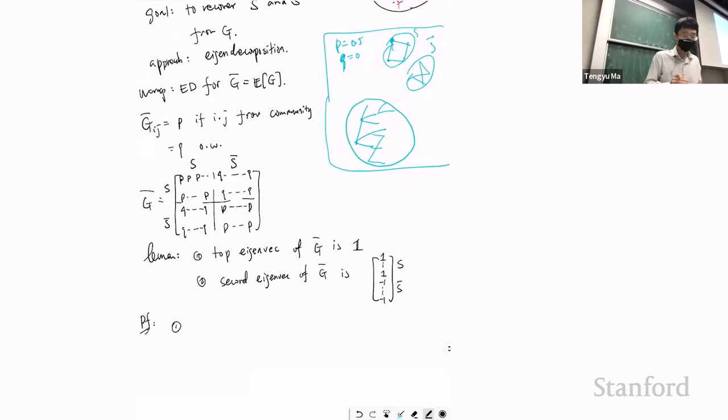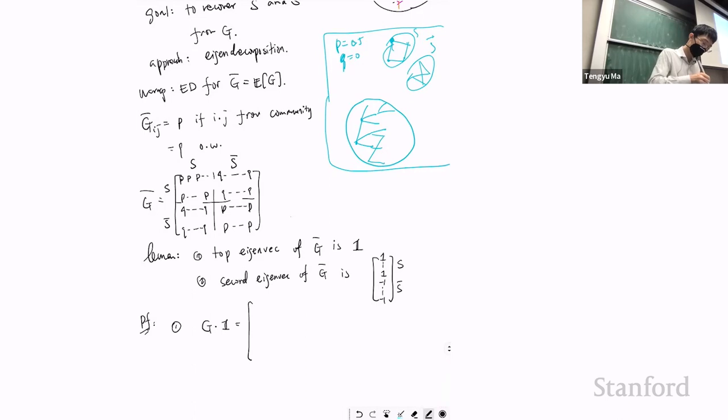Number one is almost always true for any case. It doesn't even have to be such a special G bar. What you do is you look at G times the all-one vector. And what is G times the all-one vector? Basically, you multiply G with the all-one vector, and you are just looking at the row sum, the sum of the entries in each of the rows, right? That's what G times 1 is. So what's the sum of the entries of each of the rows?